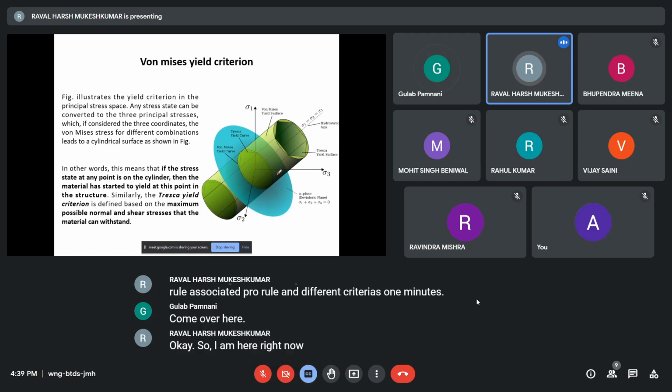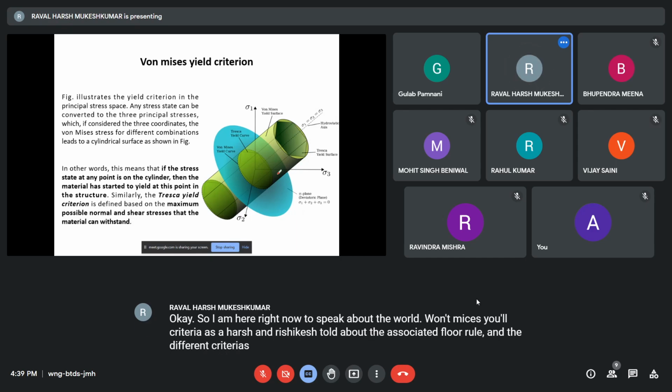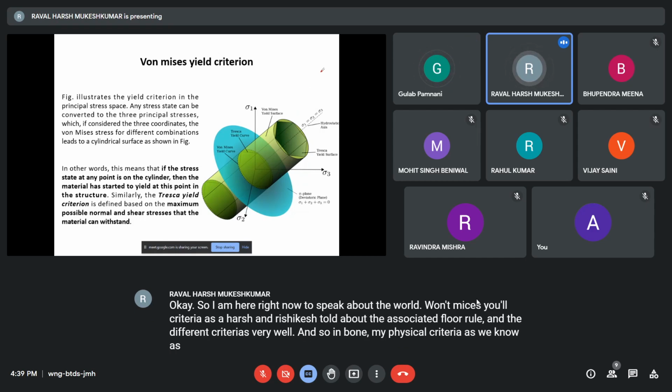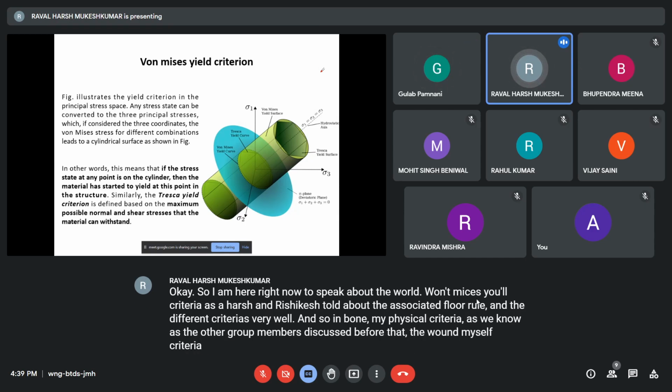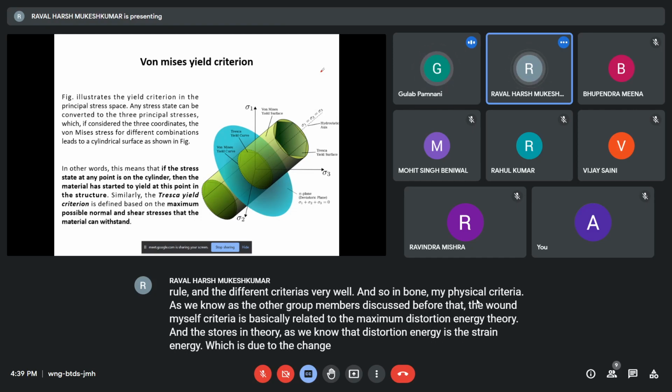Right now to speak about the von Mises criteria. As Harsh and Rishikesh told about the associated flow rule and the different criteria very well. So in the von Mises criteria, as the other group members discussed before, the von Mises criteria is basically related to the maximum distortion energy theory. The distortion energy is the strain energy which is due to the change in the shape of the material.